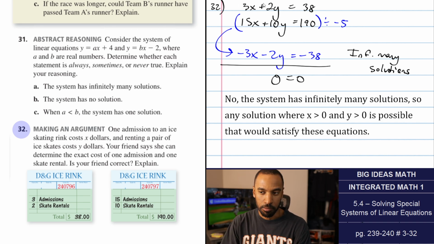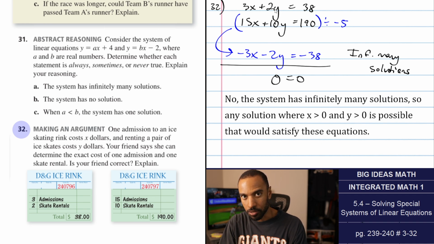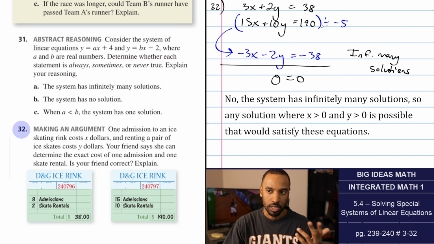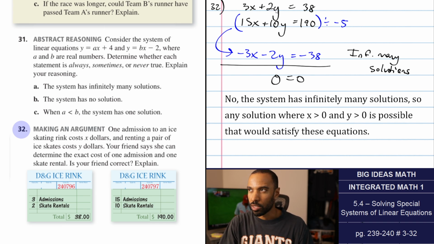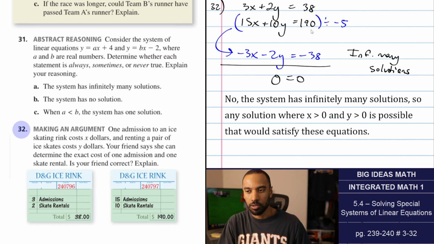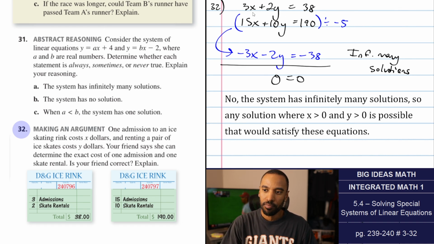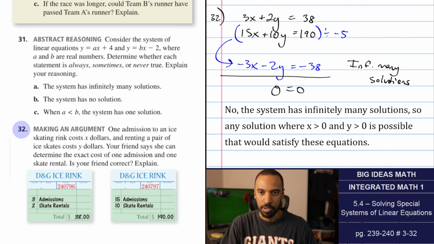This could be $10 admission and $4 skate rentals. 3 times 10 is 30, plus 2 times 4 is 8. 30 plus 8 is 38, right? Or it could be $6 admission for $18 and $10 skate rentals, and that would be 38. That would satisfy these ones as well at the same time.